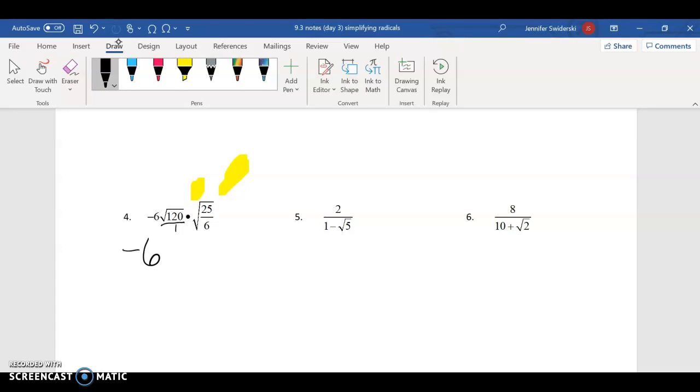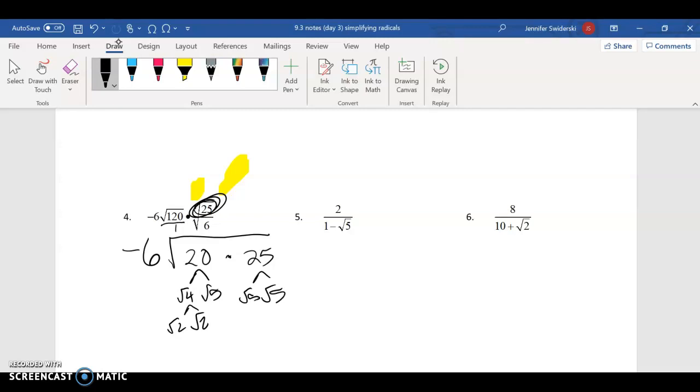120 times 25 divided by 6. I'm going to break this down to 6 root 20 times the square root of 25 because I know that 25 is a perfect square. So I don't really want to lose that. When I do that, I'm going to break this down farther. 20 is going to become square root 4, square root 5, 2 and 2, which is just what I want. 25, we already know that's 5 and 5, right?